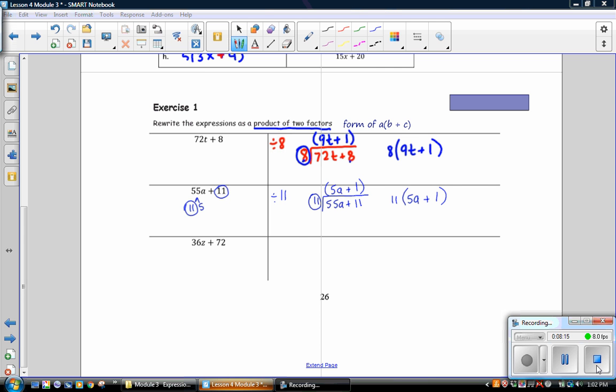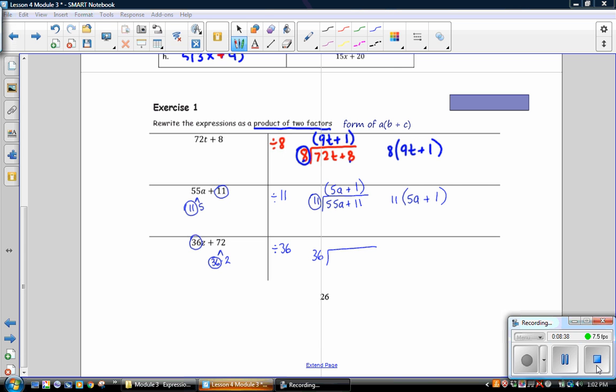In the last row, 36z plus 72. Now 36 is a factor of 72, so 36 times 2 is 72. 36 is our greatest common factor. There are other common factors, but you want to use the greatest common factor. We'll be dividing by 36.